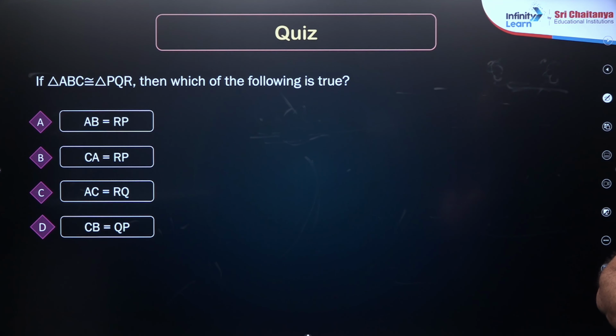Triangle ABC is congruent to PQR. Then which of the following is true? AB is equal to RP.